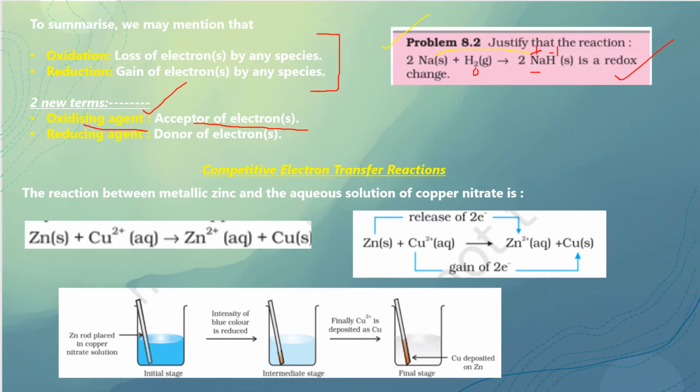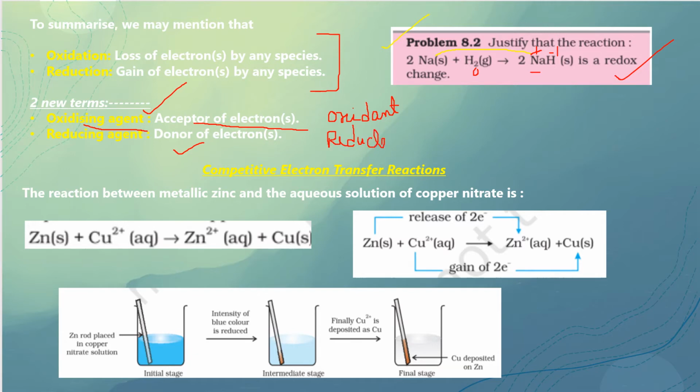And same way, reducing agent is donor of electron, because it will get oxidized itself. In the process, it will lose electrons, and those electrons will be taken up by the other reactant and it will get reduced. So remember that in a particular redox reaction, you have to search for oxidizing agent, which is called oxidant also, and reducing agent is called reductant also. You should know these terms very clearly, and they are very easy to understand.